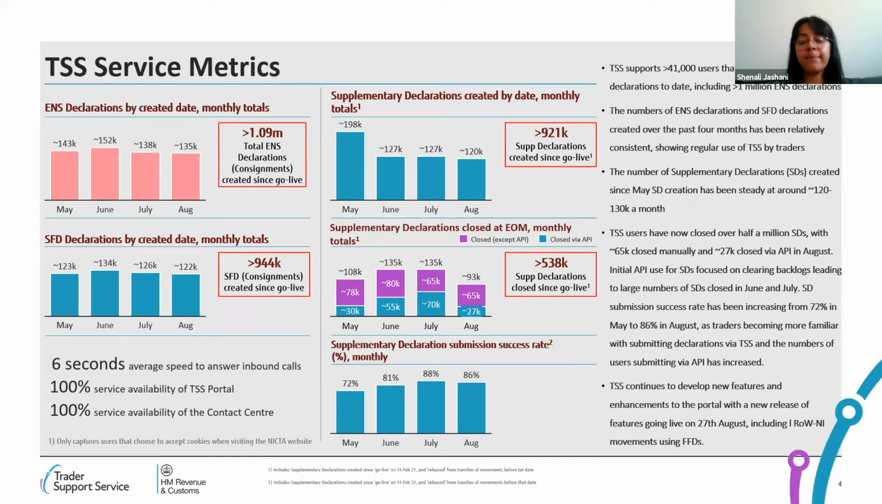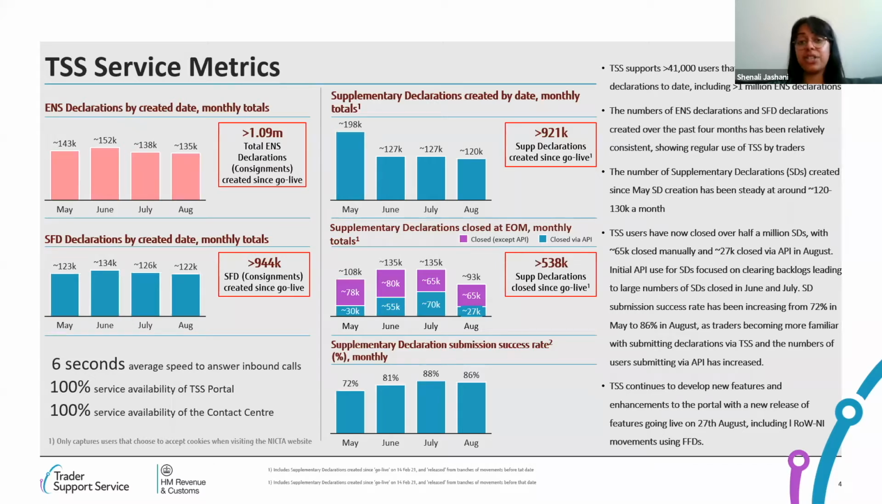So here's a few happy stats for you. As you can see, we've now moved over 1 million consignments since we went live at the beginning of the year. As you can see, we're starting to really close the gap on supplementary declarations, which is really great, because I'm sure, as a lot of you know, we had a bit of a backlog where there was a gap in releasing functionality. So it's really great to see the more difficult declarations starting to move through the process now.